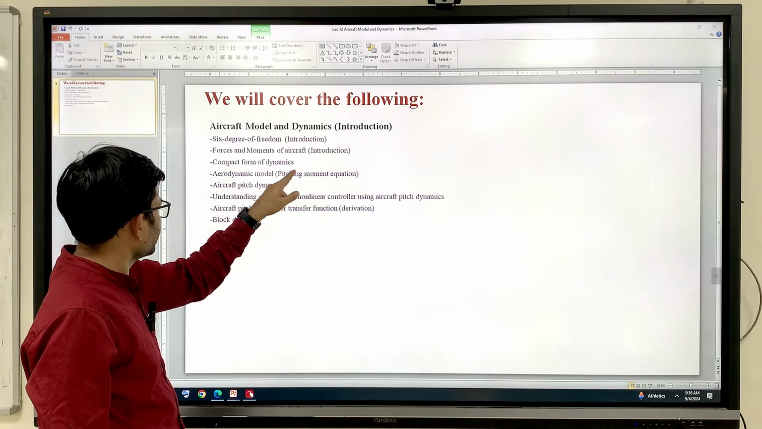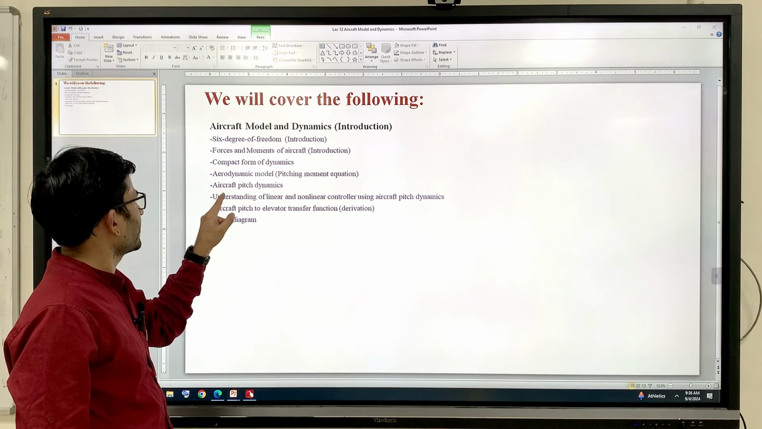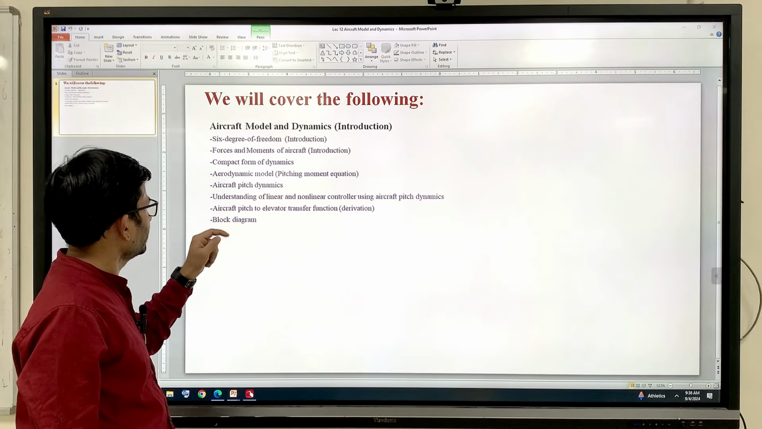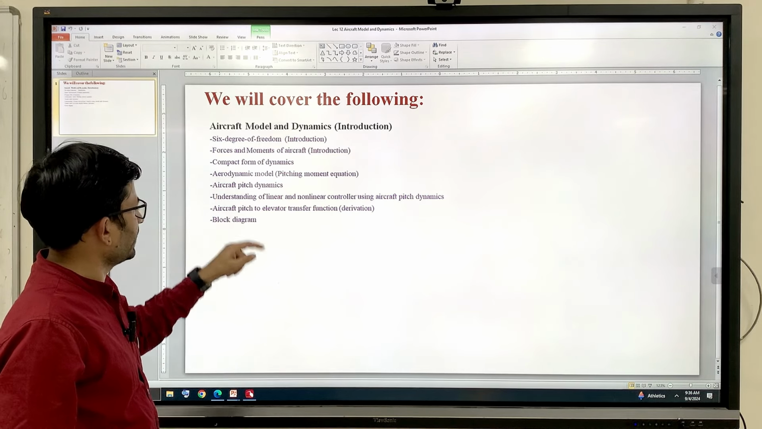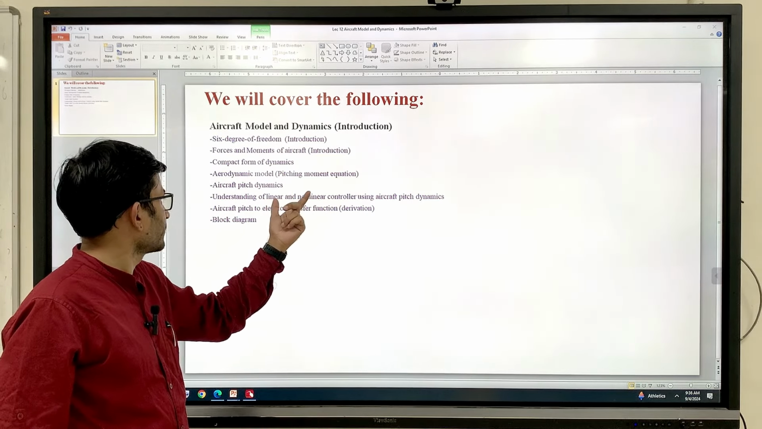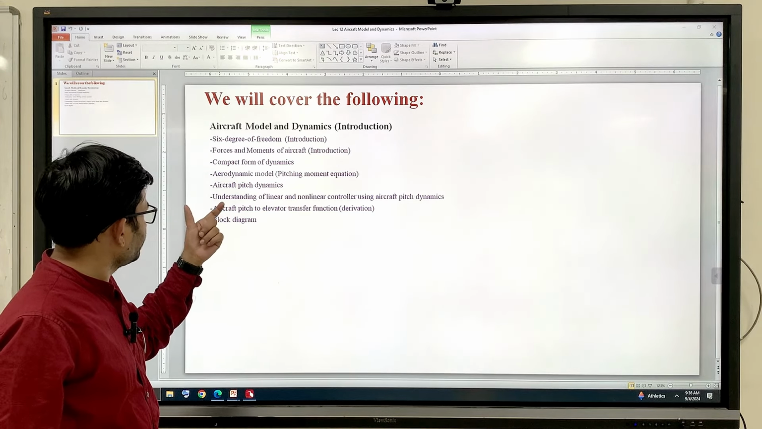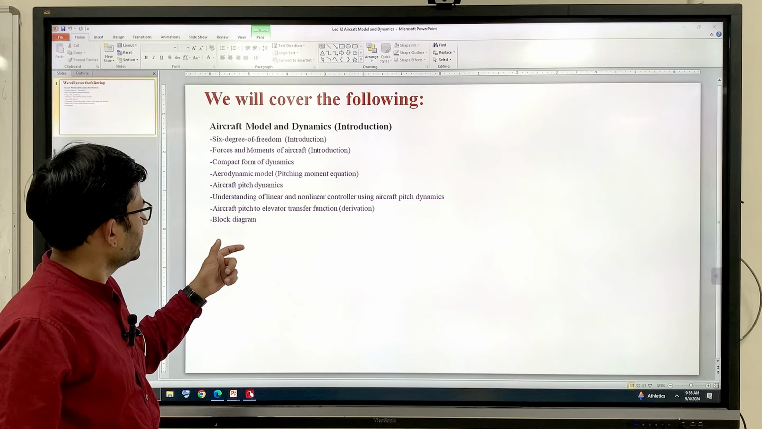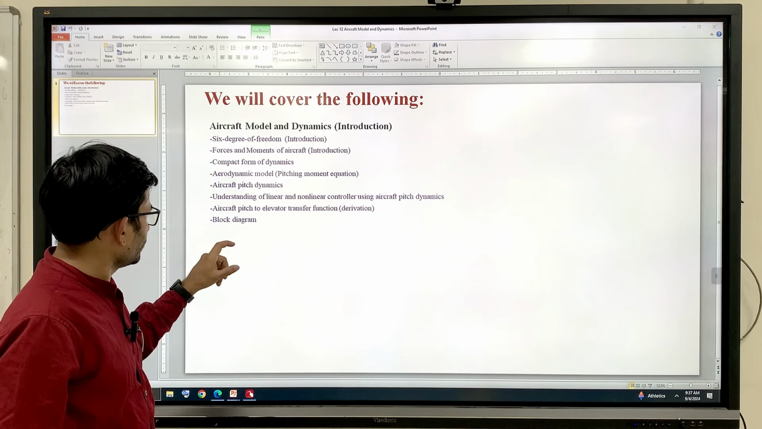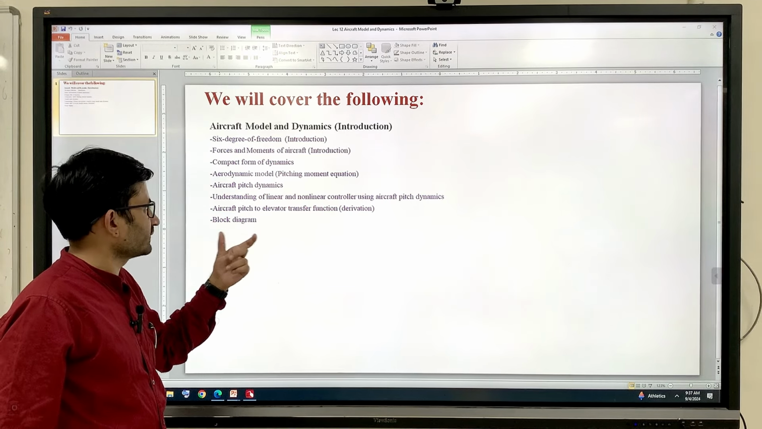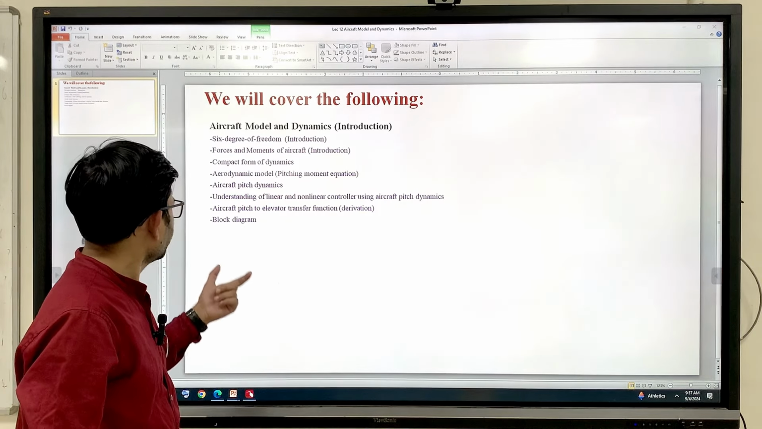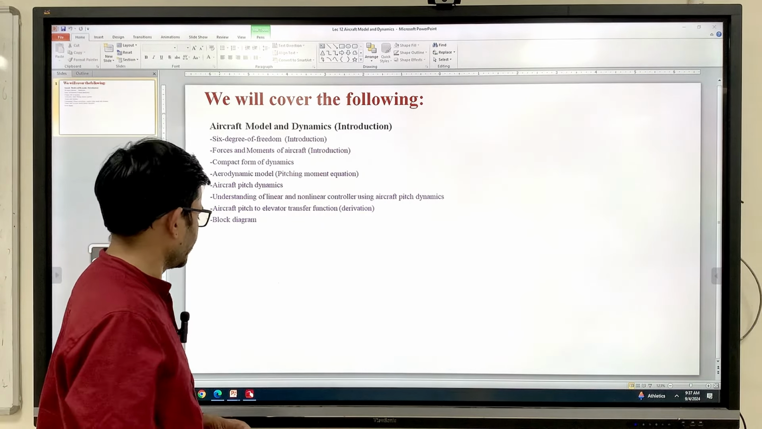Forces and moments of aircraft, again introductory part, and we will write the equation of motion in a compact form, okay, and we will take the aerodynamic model and we will try to understand what is actually meant by aerodynamic model by considering the pitching moment equation, and we will take the aircraft pitch dynamics and we will understand the linear and nonlinear controller, and we will try to derive the aircraft pitch to elevator transfer function because the plant is needed in order to design the control system, right? Okay, finally we will try to draw the block diagram.